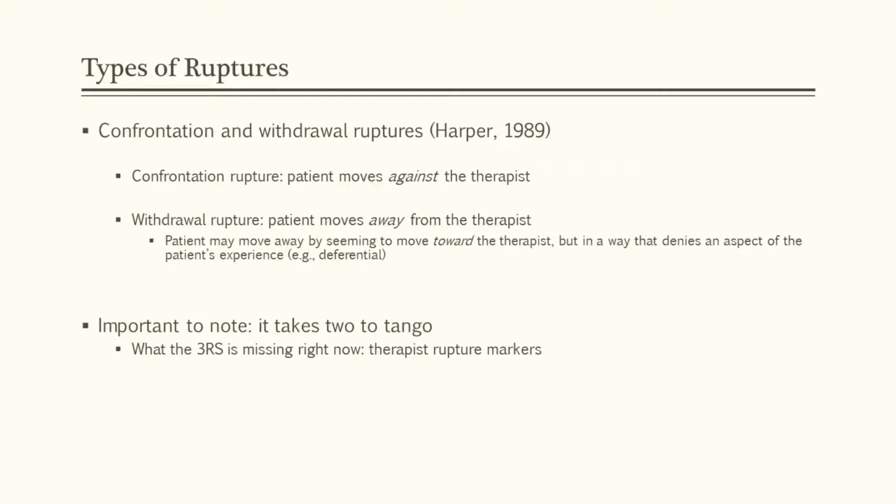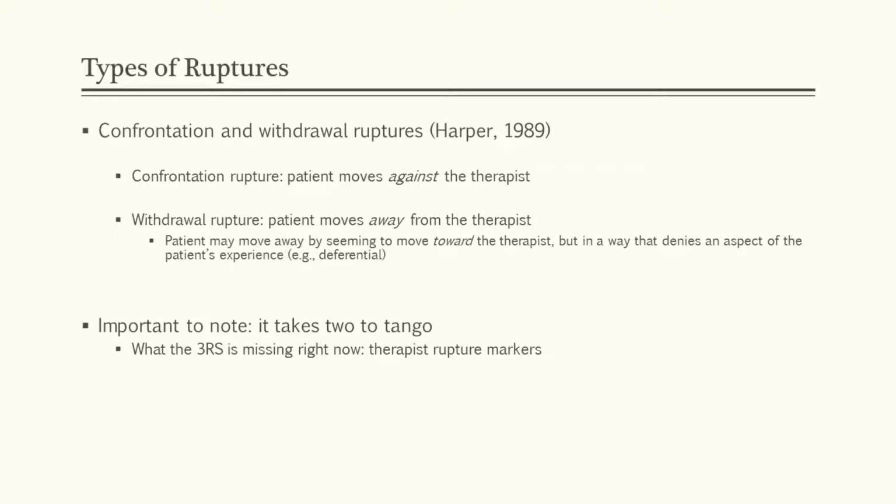It's very important to note that, as I say on the slide, it takes two to tango. We do think about ruptures as a dyadic phenomenon, so the therapist is part of what is happening, but right now the 3RS doesn't really reflect that very well. So this is a limitation. We define ruptures on this measure in terms of patient behaviors, but it's not always patient behaviors that are driving a rupture. There's also therapist behaviors. And so something that we're thinking about for the future is the idea of adding therapist rupture markers. I can talk about that more in a bit, but I just want to acknowledge up front that that is a limitation of the measure right now.